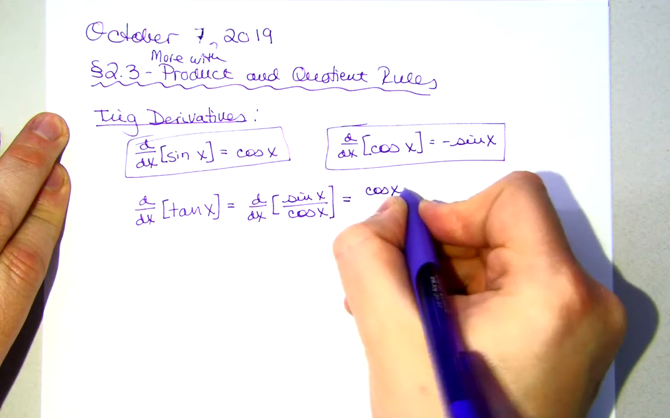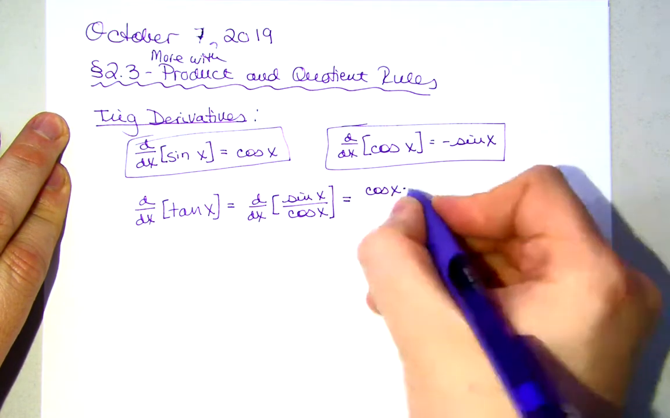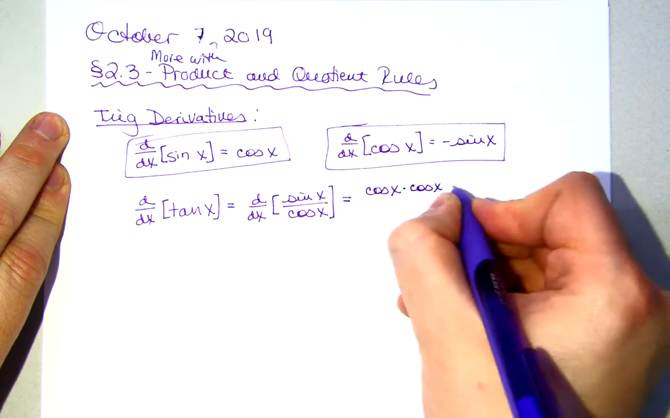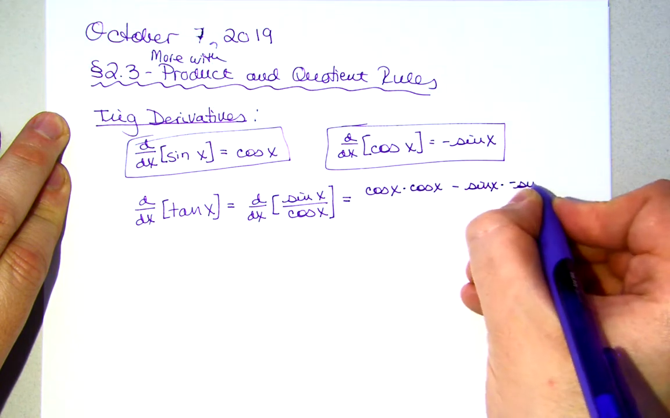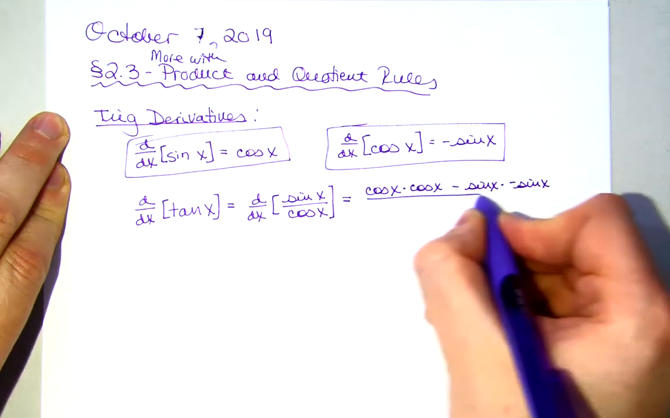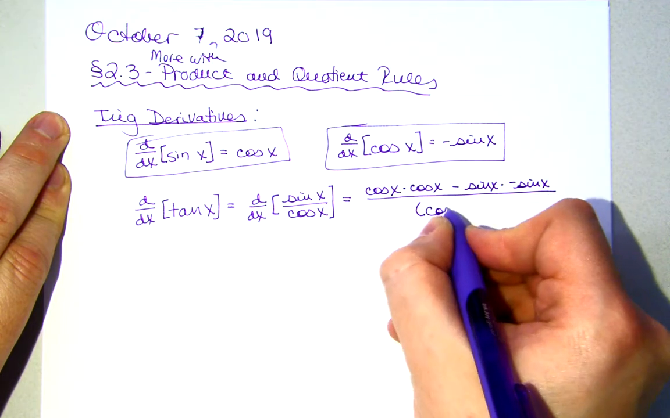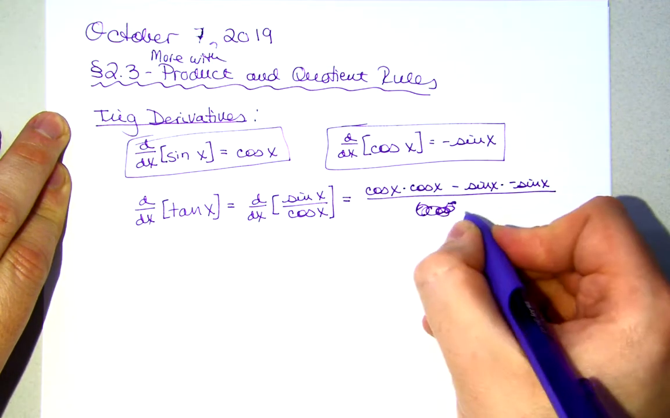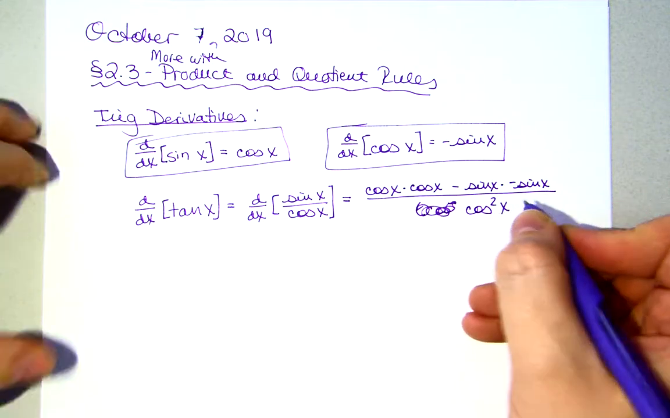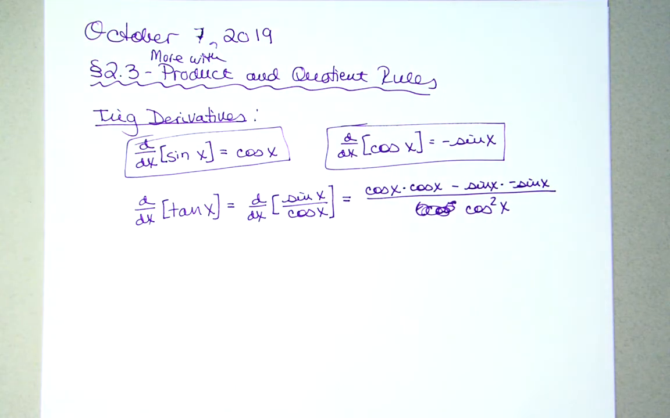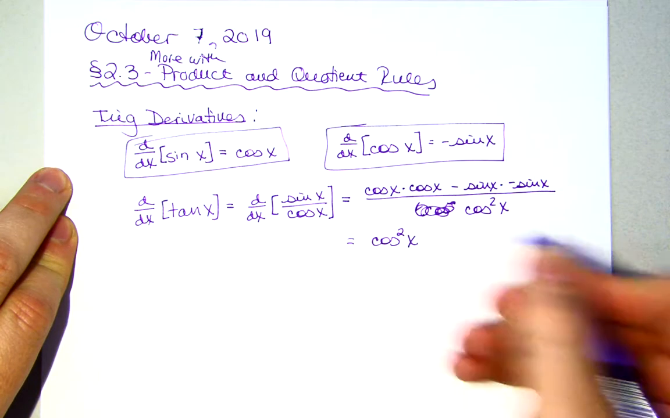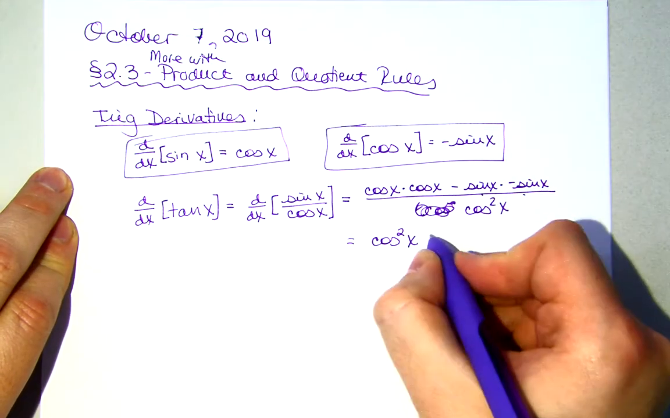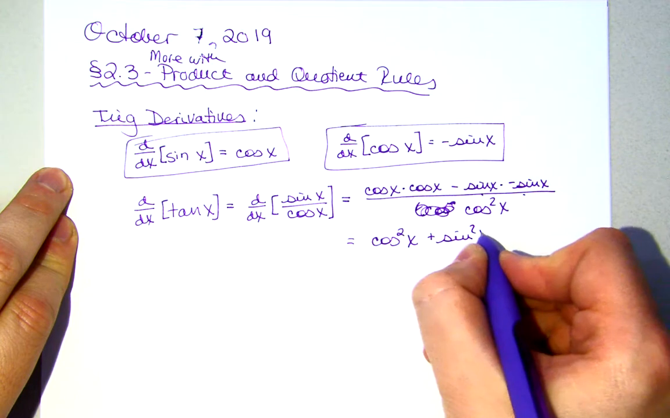What's d high? Cosine x. Minus high sine x d low, negative sine x. Draw the line, square below. Actually, why don't I just write it like this? Cosine squared x. That's our shortcut way of saying cosine x squared. You saw that last year in pre-calc. Cosine x times cosine x, I can simplify this. That's cosine squared x. And negative sine x times negative sine x becomes plus sine squared x.